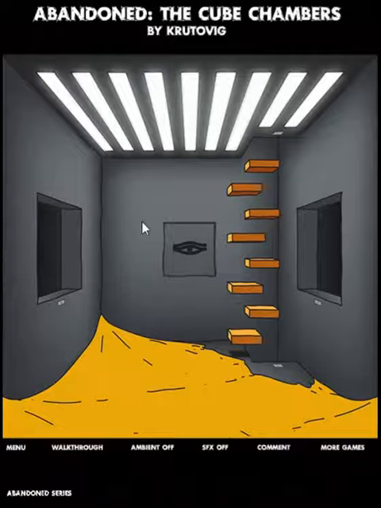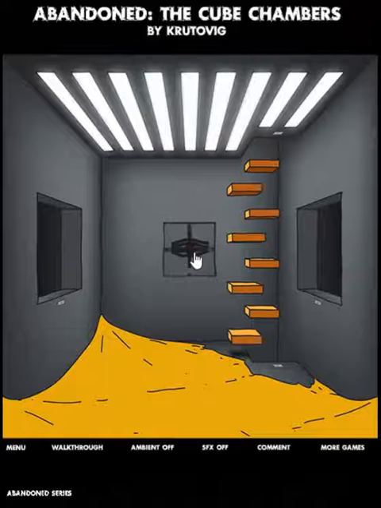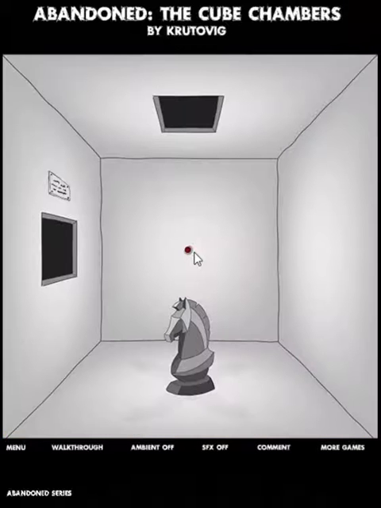You don't have to worry about anything else. That's that. Click on it, and in you go. Now this is a very tricky puzzle.